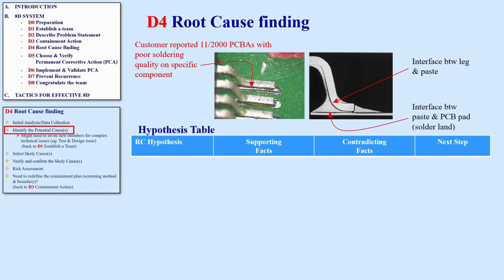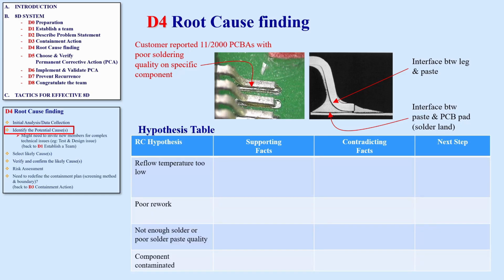Firstly, we list down all the root cause hypotheses in the first column of the hypothesis table. For example, the poor soldering might be due to low reflow temperature. Or, it could be due to poor rework, or insufficient solder was printed. Another potential root cause is that the legs of the component were contaminated, and prevented good soldering.